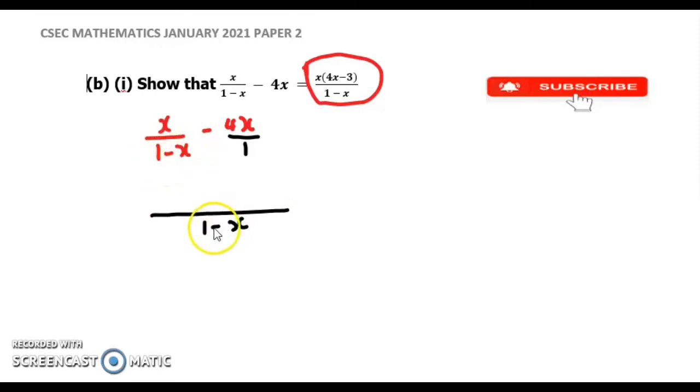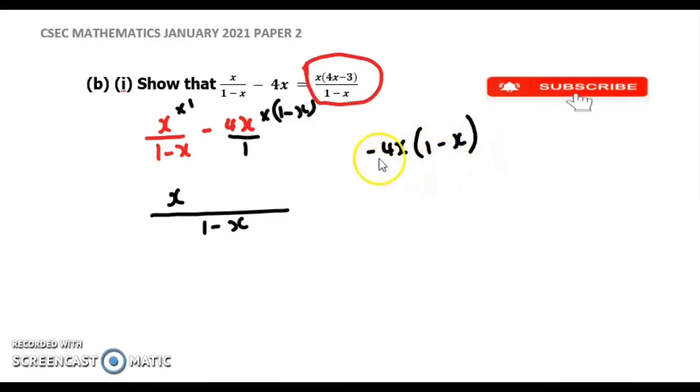So 1 minus x into 1 minus x goes one time. 1 divided into anything gives you back the same thing. So this would be 1 minus x. So 1 times x is x. And now we have negative 4x, open bracket 1 minus x. So this is what we're multiplying. So negative 4x times 1 is going to give us negative 4x. Negative 4x times negative x is going to give us positive 4x squared.